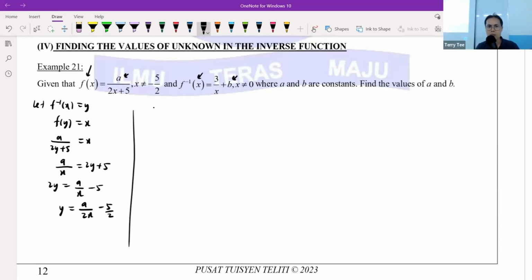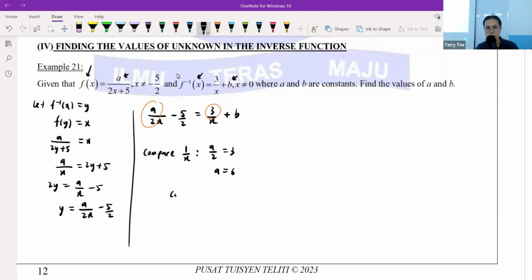So I don't do too many steps. I'll just copy this on the left and compare this on the right. Again, now we are using comparison, right? This is a coefficient of 1 over x, so you're comparing with your coefficient of 1 over x. You can see a over 2 is now 3, a is 6.